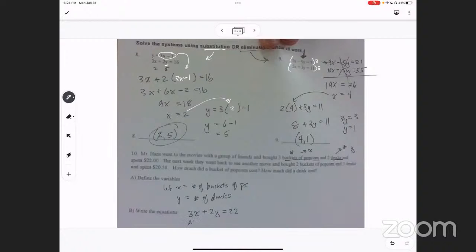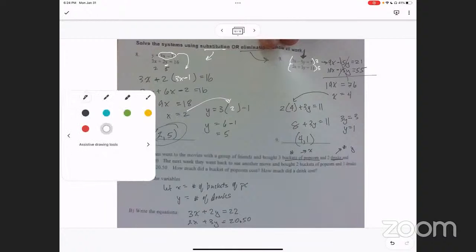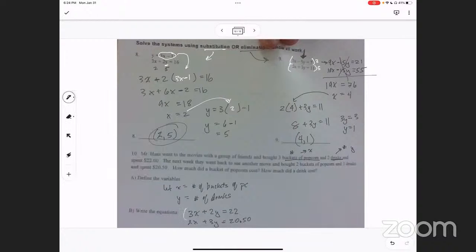2x plus 3y equals 20.50. Perfect. So there's the equations, and then the final step is to solve them. So what's the best way to solve this system of equations? Elimination. Good. I'm going to multiply the top by what?